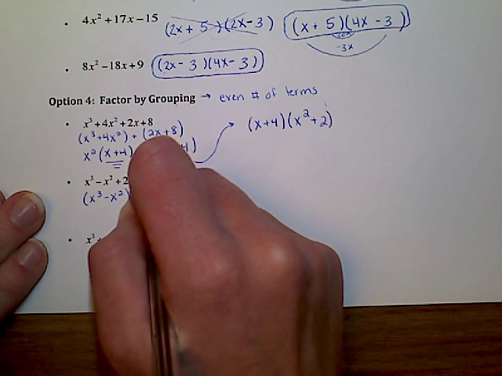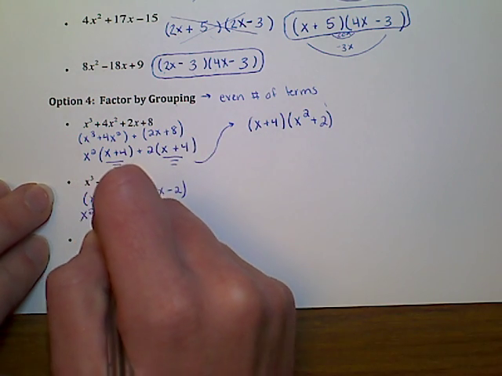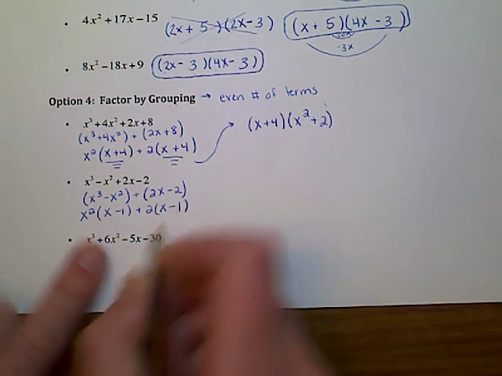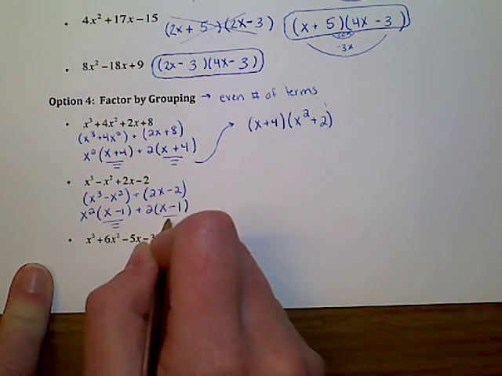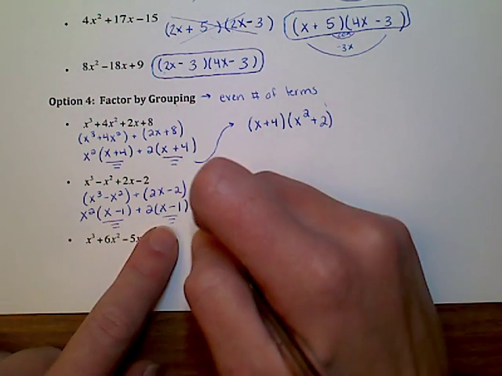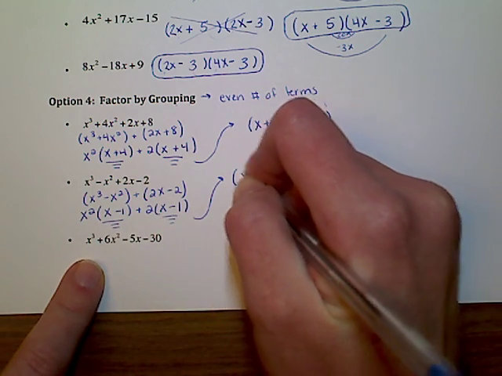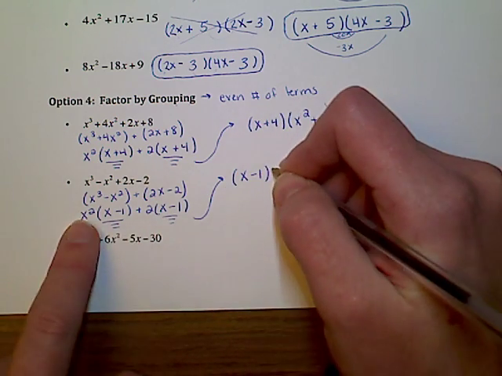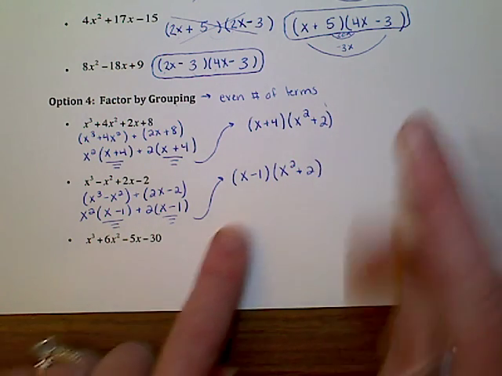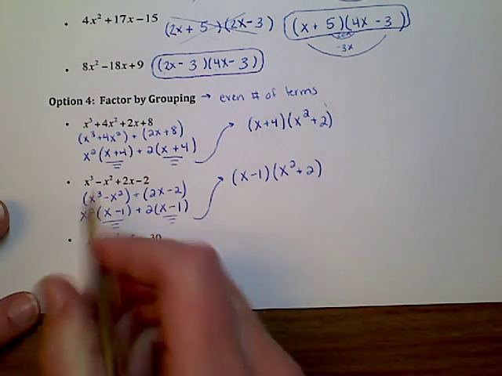All right, so on this next one, we group the first two terms together, we take out the GCF, and we hope that we end up with the same factor. This is our goal each time. We want to get that same thing in parentheses. That's our GCF for the entire problem now, is an x minus 1. And we're left with x squared plus 2 again. And neither of those factor further. On to the next one.